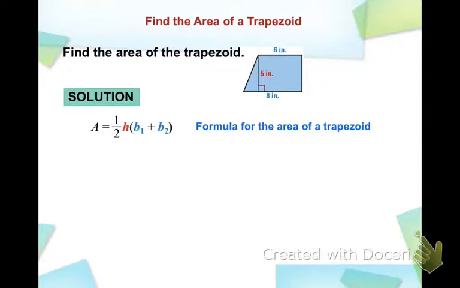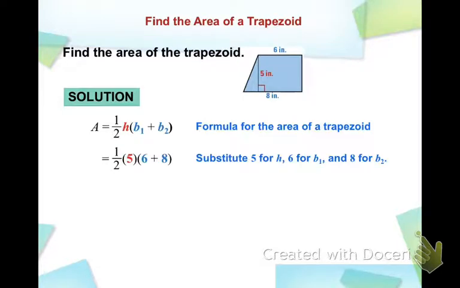Area equals 1/2 times the height times, in parentheses, base 1 plus base 2. The second thing you should do is go ahead and plug in your numbers. The height is 5 inches, base 1 is 6 inches, base 2 is 8 inches. We're going to go ahead and plug those in.